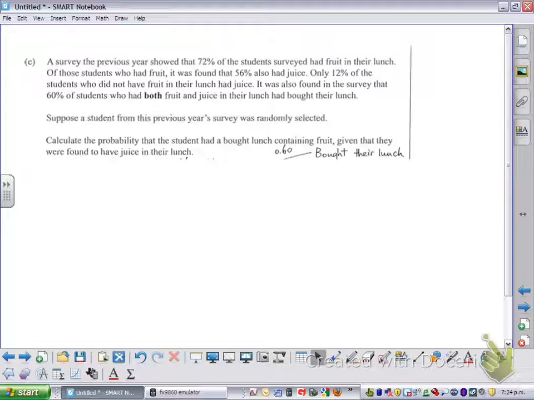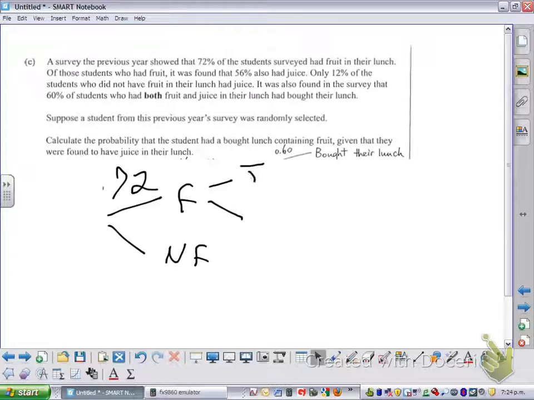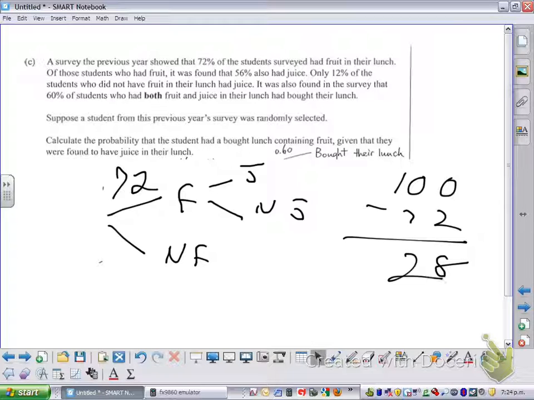Now the C question requires that we build a new tree diagram. A survey the previous year showed that 72% of the students surveyed had fruit in their lunch. So this is where we're going to do fruit, no fruit, and so on, and we're going to build a tree diagram based on that. So this is fruit, no fruit. So 0.72 of the students surveyed had fruit in their lunch. Of those students who had fruit, it was found that 56% also had juice. So of the ones that have fruit, so that we can continue on with the branch, we have juice and no juice. And by the way, if we want this branch down here, we simply go 100 minus 72, and we'll get 28, so that's 0.28.